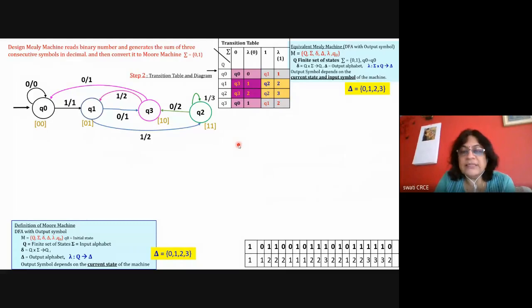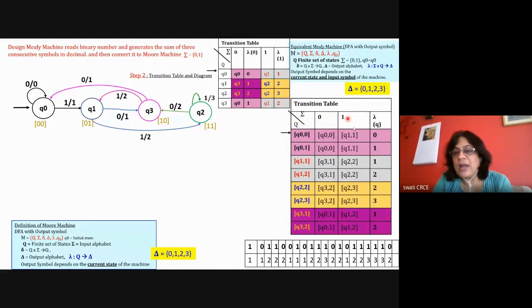So when you create the table for the Mealy machine, you will also have this kind of table: Q0 with zero, Q0 with one, Q1 with one, Q1 with two, Q2 with two, Q2 with three, Q3 with one, and Q3 with two. Write down all the states here in the Mealy machine, then write down the symbols 0 and 1, and the third column is lambda. See this table, identify all the unique states and write down all the states here.